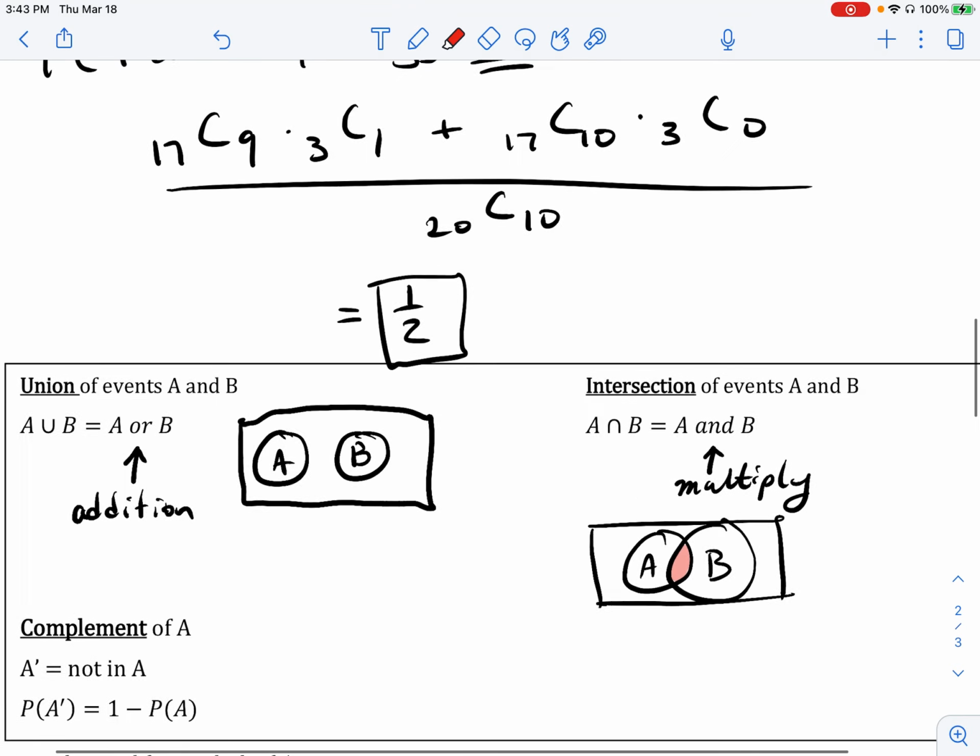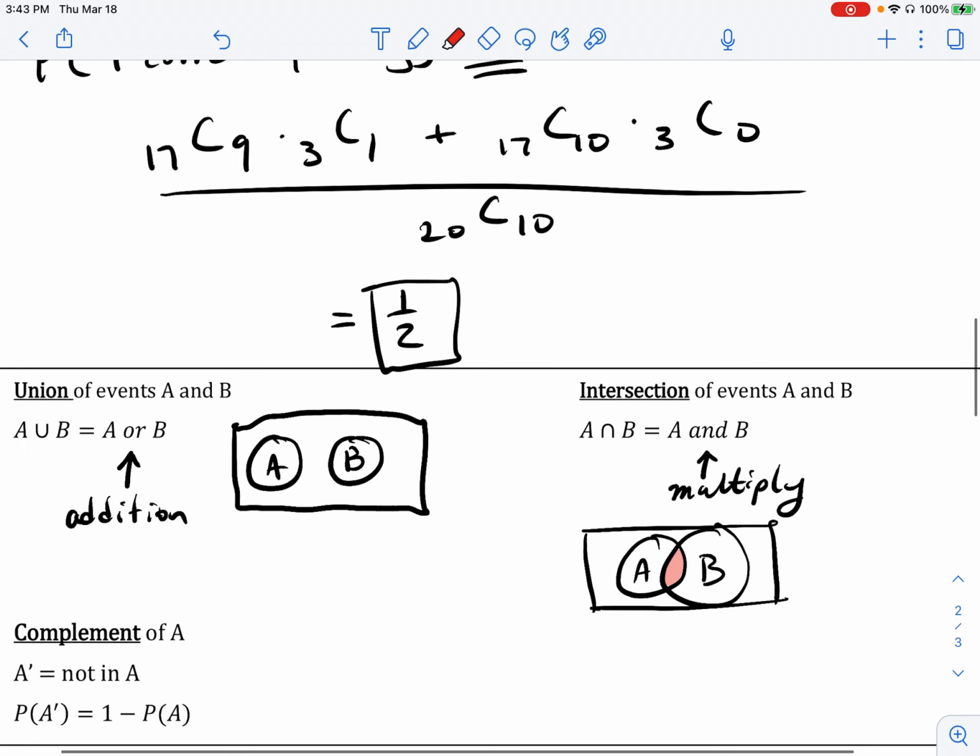Complements are exactly what it sounds like. It's the probability that something does not happen, or I should say not in A. So if the probability of something happening is 8 out of 10, the probability of something not happening would obviously be 2 out of 10. And finally, I don't have it written out here, but I do want to make sure I discuss it.